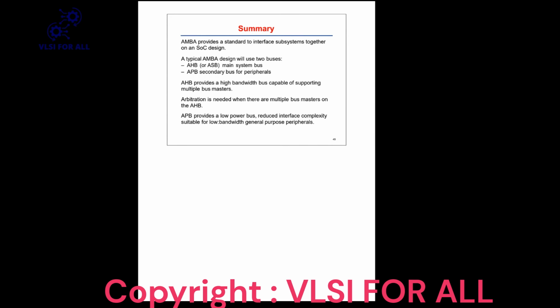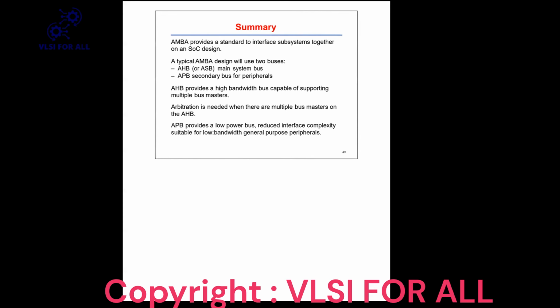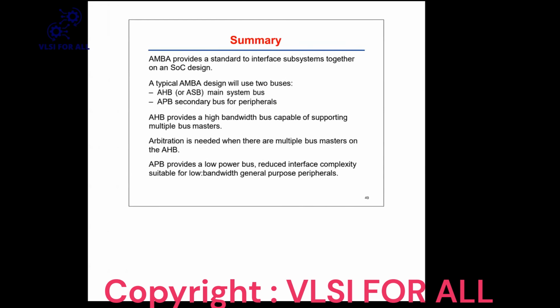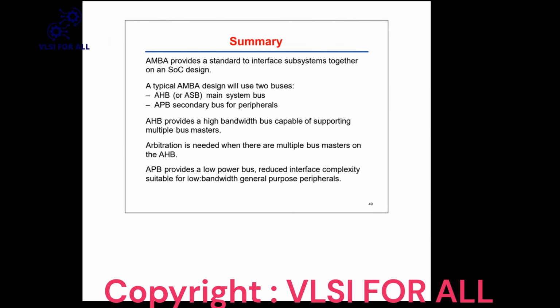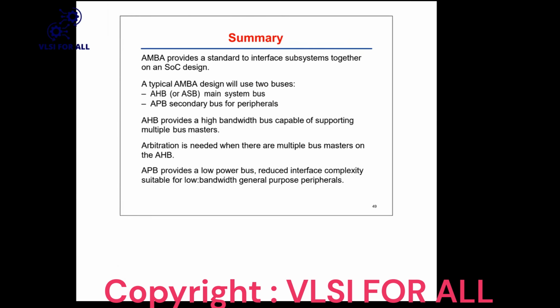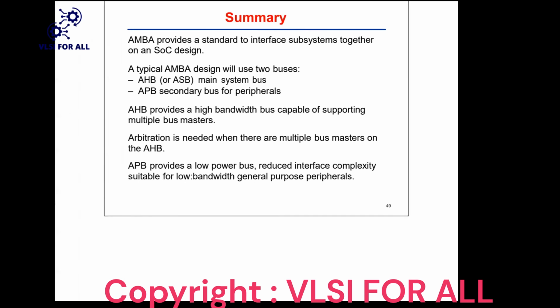And this is basically a summary if we see. AMBA provides a standard interface to connect subsystems together in an SOC. AHB is for high bandwidth and arbitration; this is all about AHB only. For APB, if we see the last line, they have written that APB provides a low power bus, reduces interface complexity, and is suitable for low bandwidth general purpose use. These are the applications basically. So the main application of APB, AHB or AXI you will find at the SOC level only.